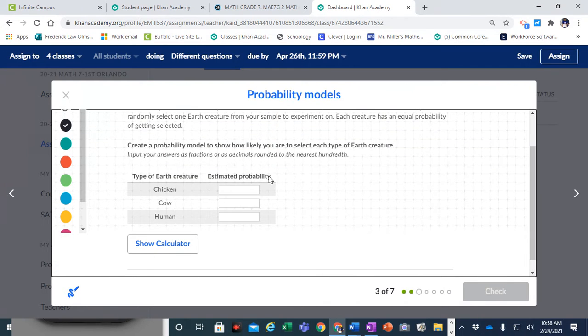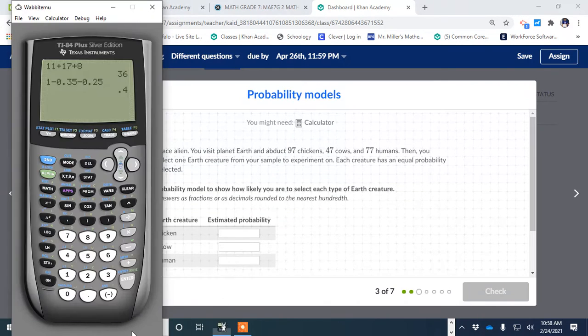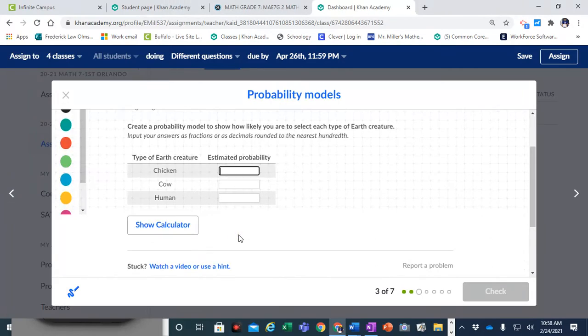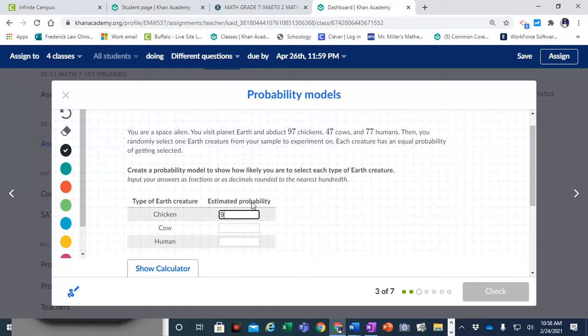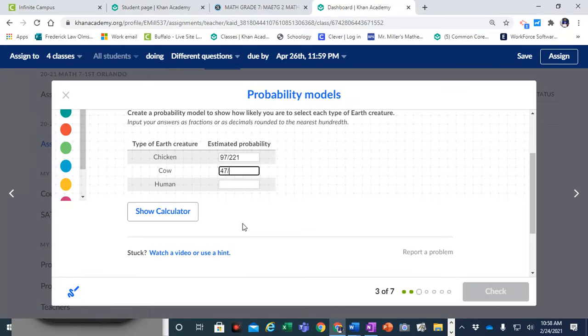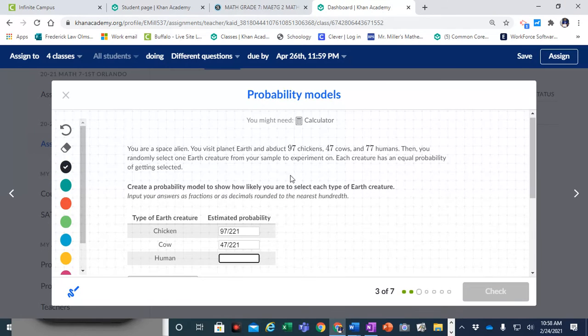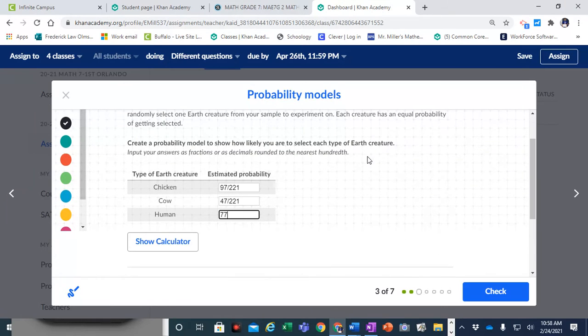So this is very much like the first question we did. So we need to just get our calculator again. We've got to find out the total. 221. So chicken would be 97 out of 221. Cow would be 47 out of 221. Human would be 77 out of 221.